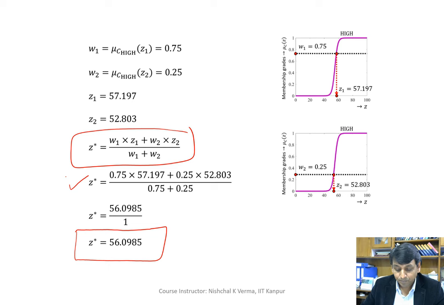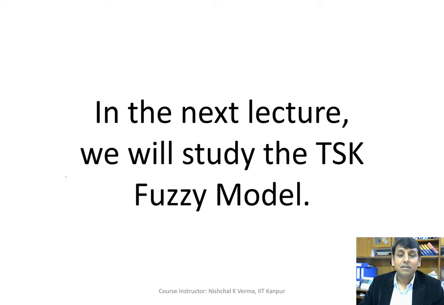So this way we have seen how we can use Tsukamoto fuzzy model to find out the output corresponding to the crisp input or fuzzy input. So with this, I would like to stop here, and in the next lecture, I will discuss the TSK fuzzy model. TSK fuzzy model is nothing but the Takagi, Sugeno and Kang fuzzy model.